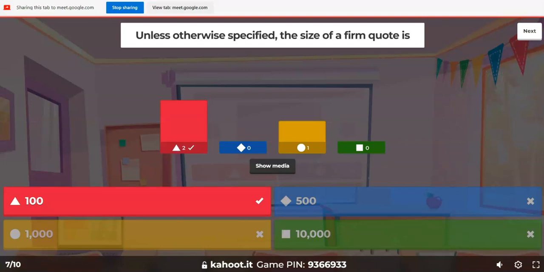Unless otherwise specified, the size of a firm quote is A 100, B 500, C 1000, or D 10,000. Correct. They'll always be right. They trade in round lots of 100 shares. That's just the standard unit of trading. Stocks are bought and sold 100 shares at a time.